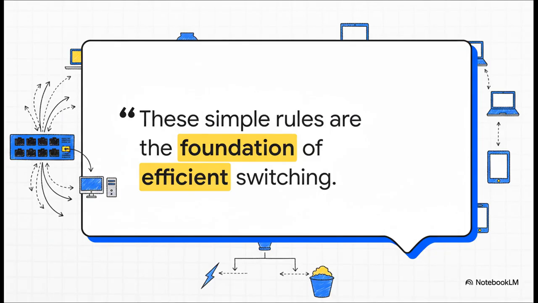And that right there, that simple logic of knowing when to be a sniper and forward precisely and when to be a town crier and flood, that is the absolute bedrock of how efficient networks work. That's what makes a switch smart. It's this beautiful self-correcting system that just works.